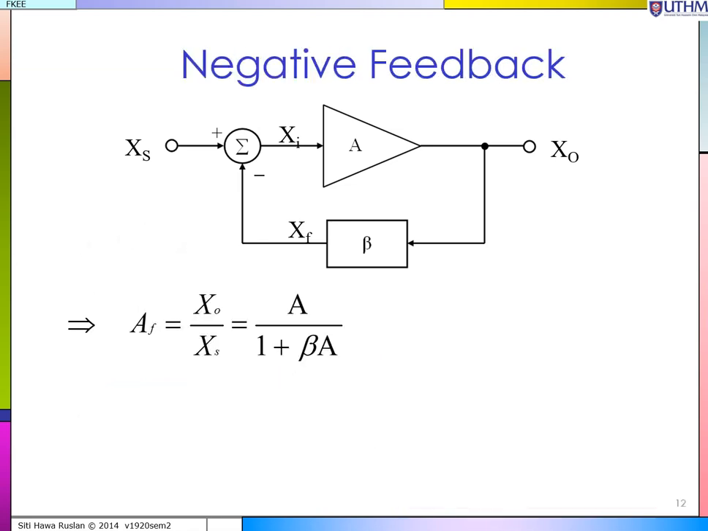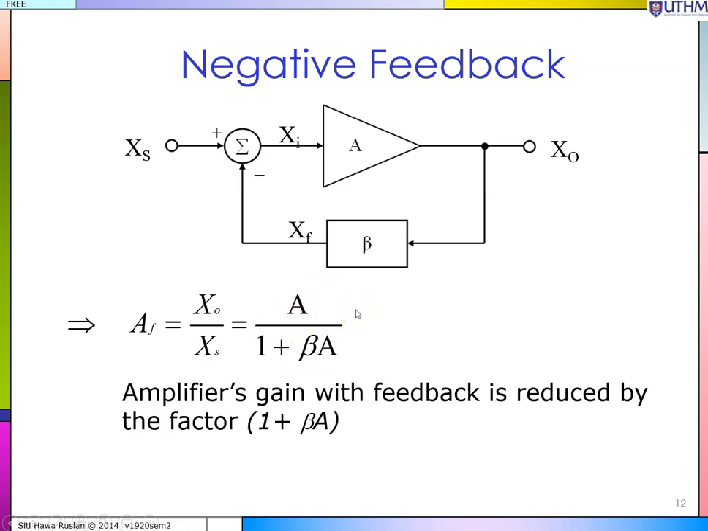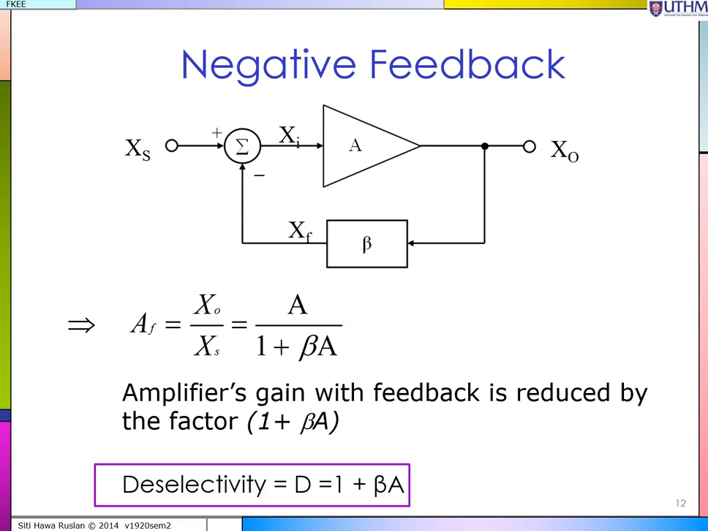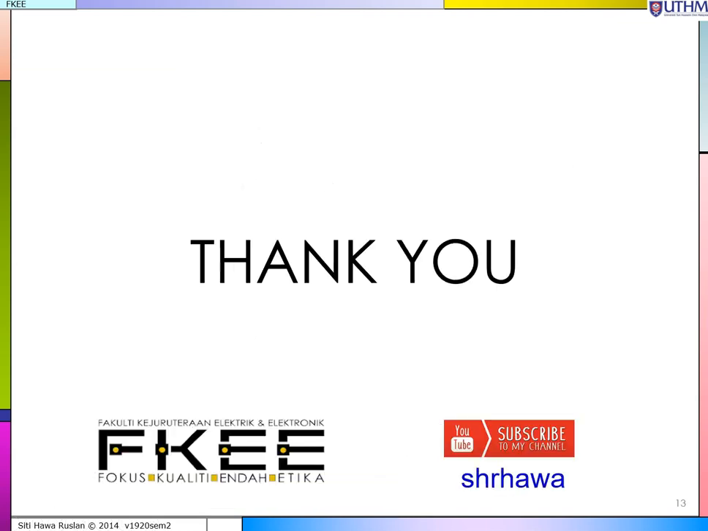So this is the equation, and you have to remember this: AF will be A divided by 1 plus beta A. The gain will be less for a negative feedback. It is reduced by a factor of 1 plus beta A. Sometimes this 1 plus beta A is called the desensitivity factor, or simply D. This is a factor that will be used again and again in negative feedback. So I stop here first, and we'll continue with the advantages of negative feedback. Thank you.